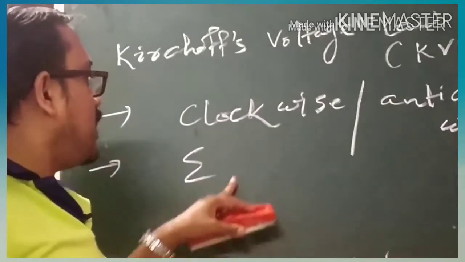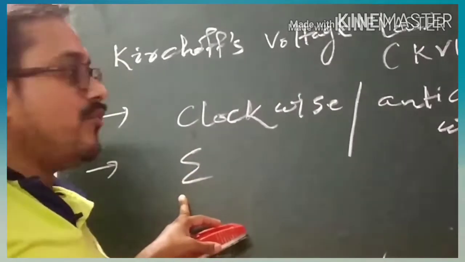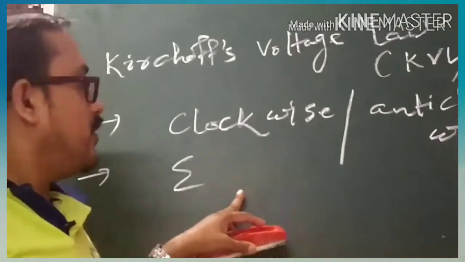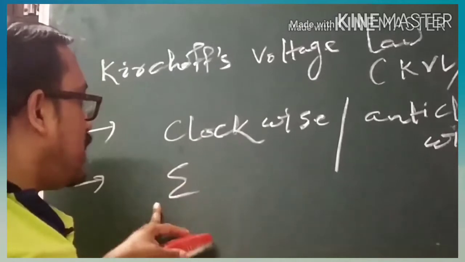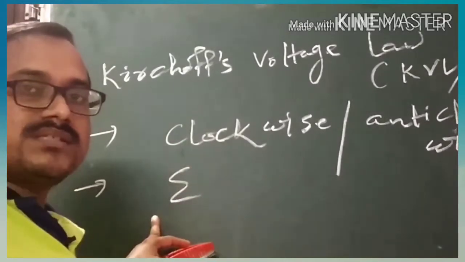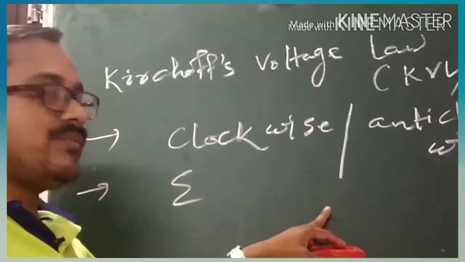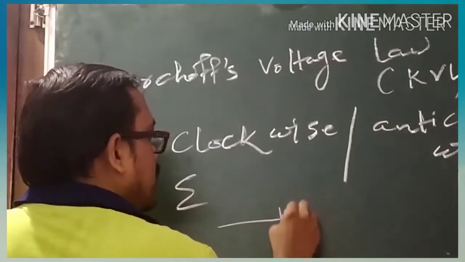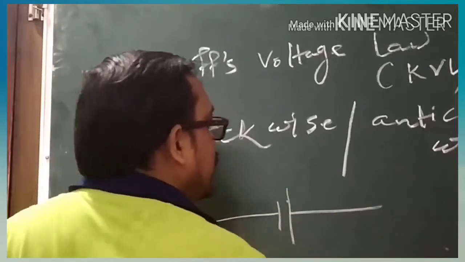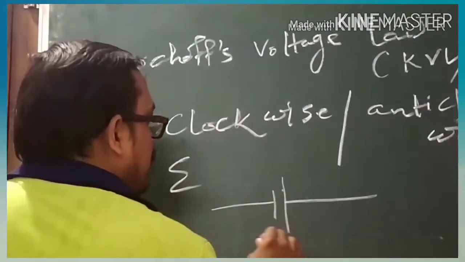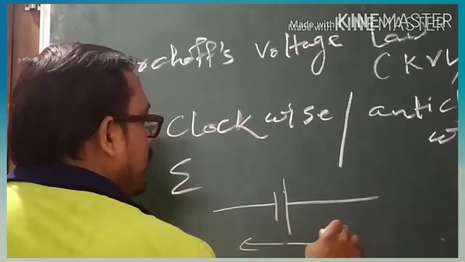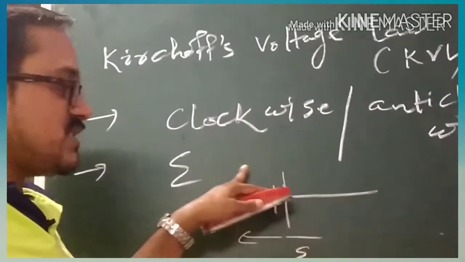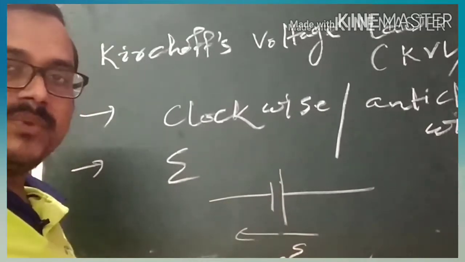The EMF is taken to be negative when it is going from the positive terminal to the negative terminal. Suppose this is a circuit, then in this case E is negative, because the traversal is from the positive to the negative terminal.